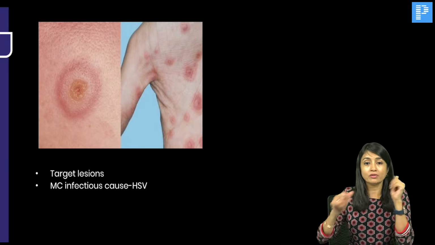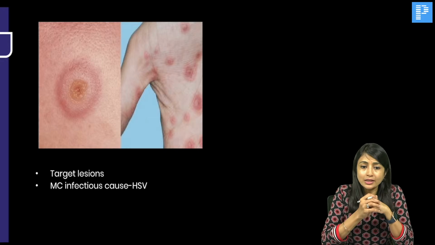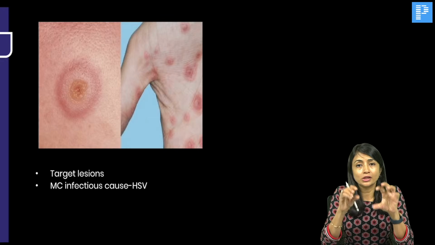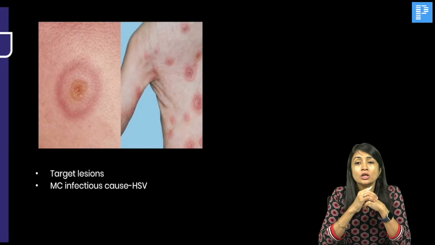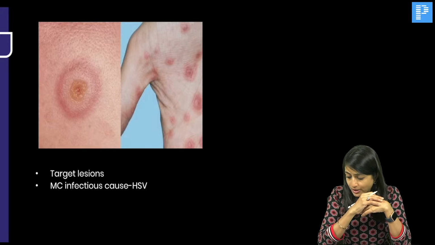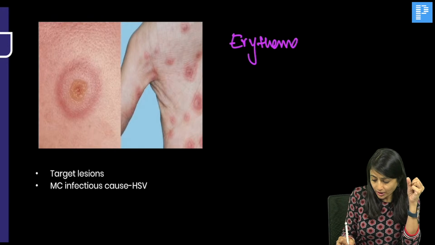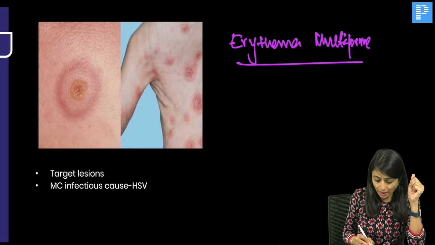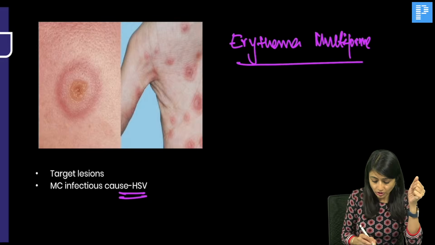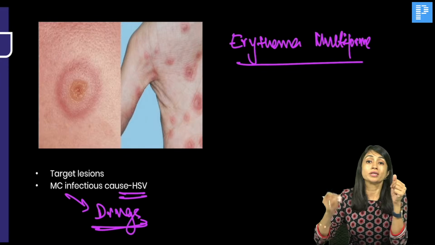Okay, what is this? Why do I always give you hints here? Now, what is this condition called? I have given you the hint that you see target lesions, you see a center, then another zone, then another zone. So, these are target lesions which are seen in erythema multiforme. Erythema multiforme is a reaction pattern where you see target lesions, and these can happen either with viral infection or with drugs, but the most common cause is HSV.